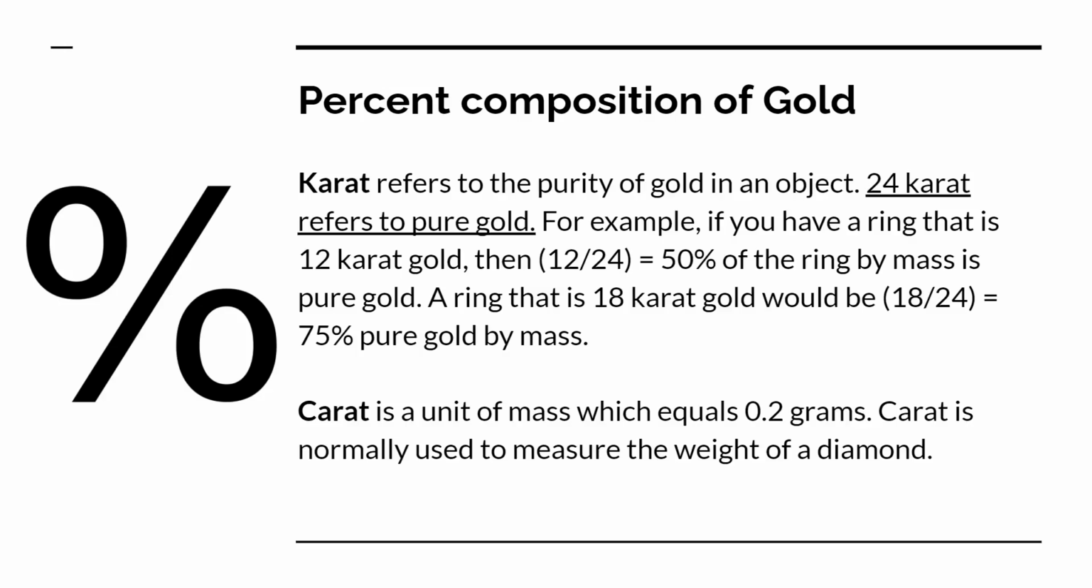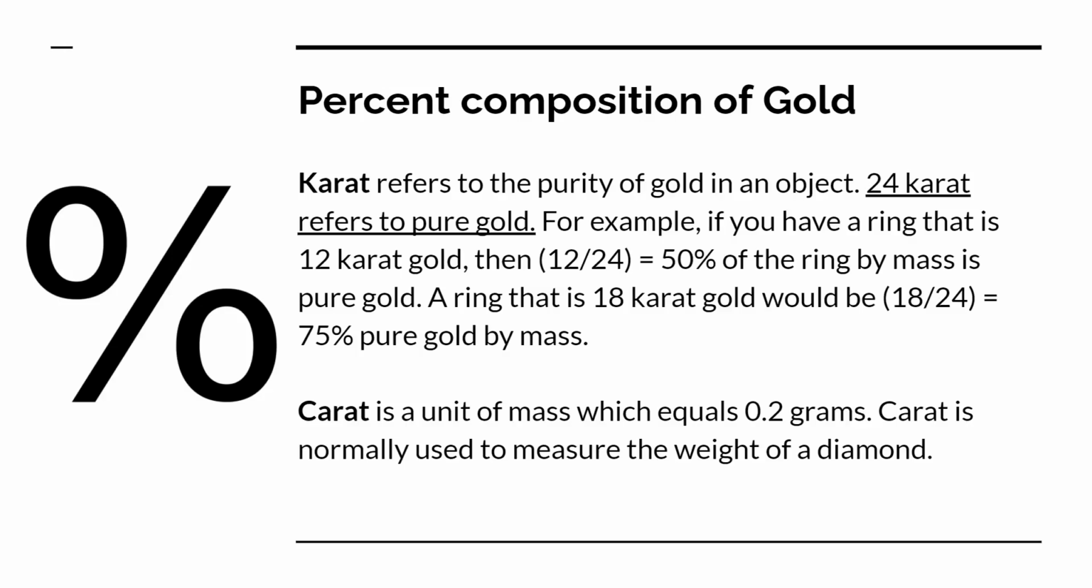So for example, if you have a ring that is 12 karat gold, then you take the carat number divided by 24, which is pure gold. So 12 divided by 24 equals 50% of the ring by mass is pure gold. Similarly, a ring that is 18 karat gold would be 18 divided by 24 equals 75% pure gold by mass.